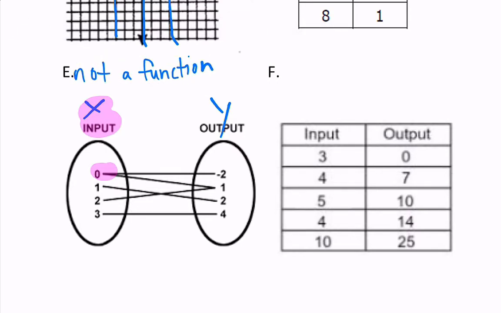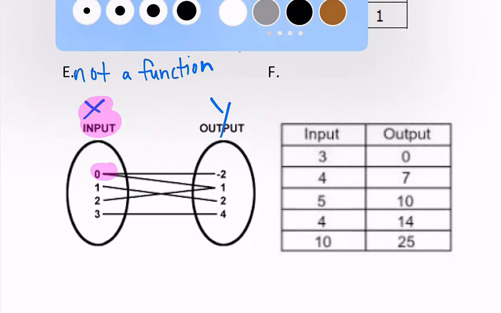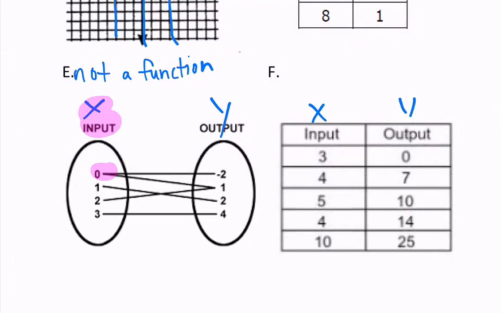All right, so now we have another table. Now the first one is my x's, second one is my y's. We want to pay attention to the x's. Remember, we're looking for no cheating x's, no repeating x's. 3, 4, 5, 4, 10. Uh-oh. I see a 4 here. I see a 4 here. So 4 is with 7. 4 is also with 14. That's not okay. That's a cheater, not a function.